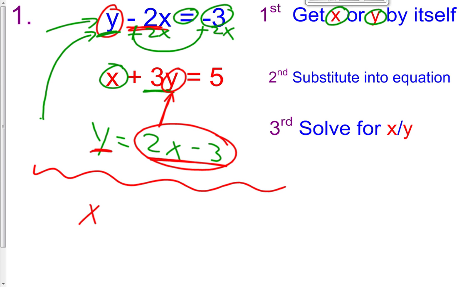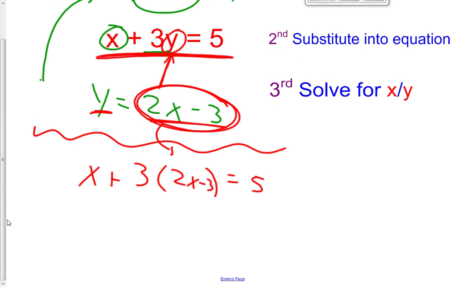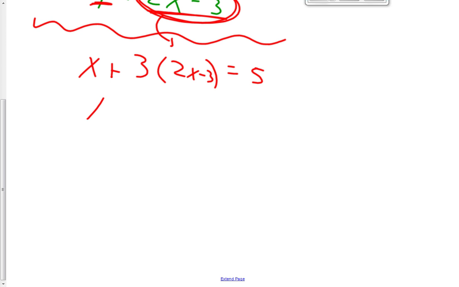We got x plus 3 times y equals 5. And y is now 2x minus 3. We're going to put that in there. 2x minus 3. And now, class, we're just going to solve for x just like we did yesterday. So x plus, distribute, 6x minus 9. That equals 5. Now that we've done that, we're going to combine like terms.